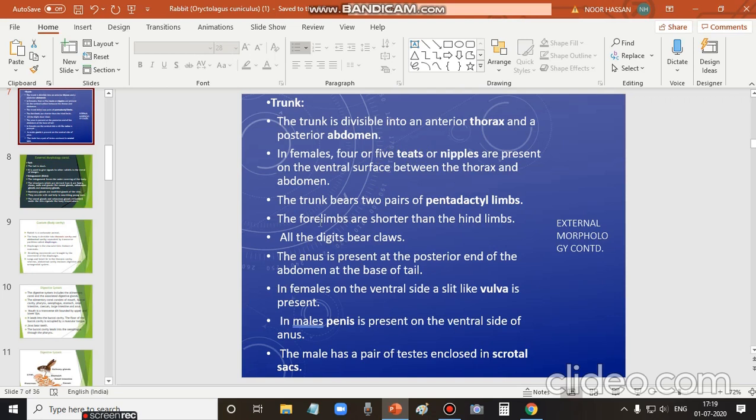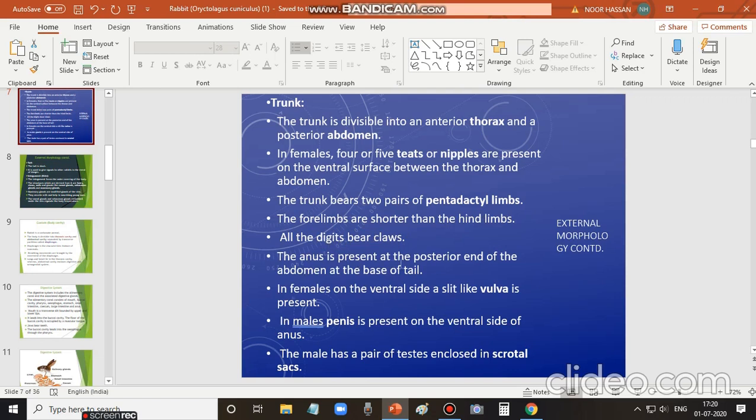The trunk bears 2 pairs of pentadactyl limbs. 2 pairs refers to forelimbs and hind limbs. They are called pentadactyl limbs because each limb has 5 digits; dactyls refers to digits. The forelimbs are shorter compared to the hind limbs. Hind limbs are longer. Claws are present on all the digits.